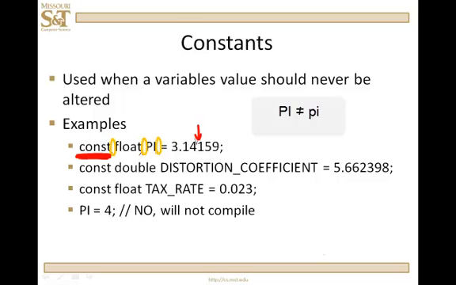Okay, so when you write const float pi is equal to, what you're saying to the compiler is, I want 4 bytes for a float, I want to name it pi, uppercase, and I want it to be a constant. I don't want it to change. And if you try to change it in your program, it will not compile. For instance, here, later on in the program, I write pi is equal to 4.